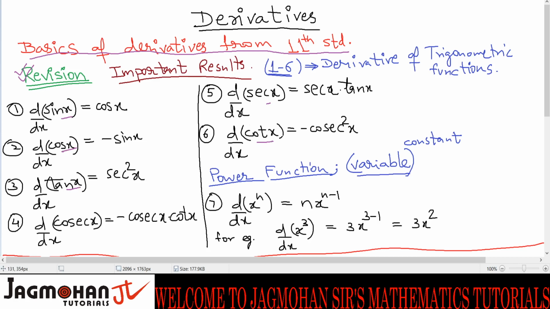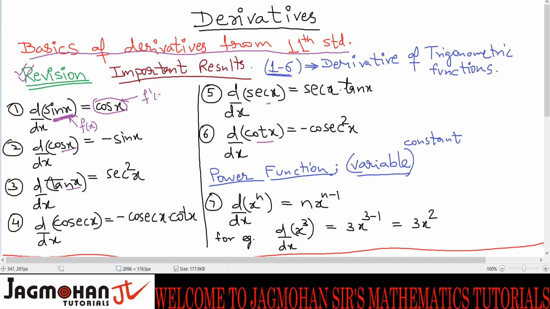Now we have already done d by dx of sine of x is cos of x. Now how does this come? This is done in 11th standard, that is by first principle, where you take sine of x as f of x and then you find f dash x, which you get as cos of x.